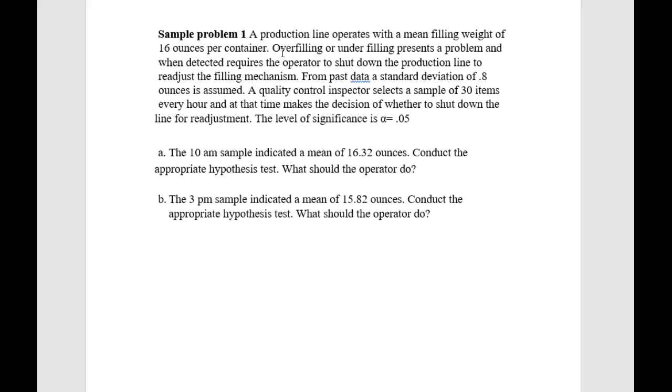Okay, so we'll just start with sample problem 1. A production line operates with a mean filling weight of 16 ounces per container. Overfilling or underfilling presents a problem, and when detected, requires the operator to shut down the production line to readjust the filling mechanism. From past data, a standard deviation of 0.8 ounces is assumed. A quality control inspector selects a sample of 30 items every hour, and at that time makes the decision of whether to shut down the line for readjustment. The significance level is 0.05.